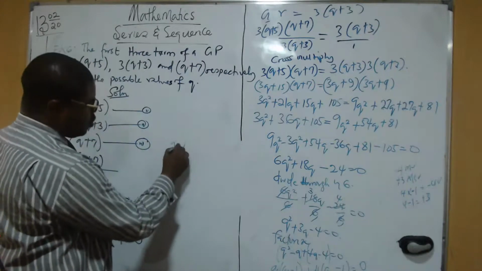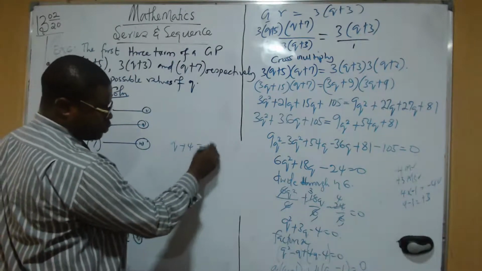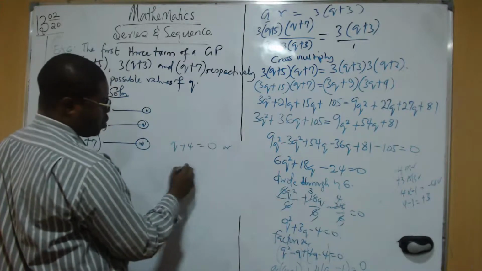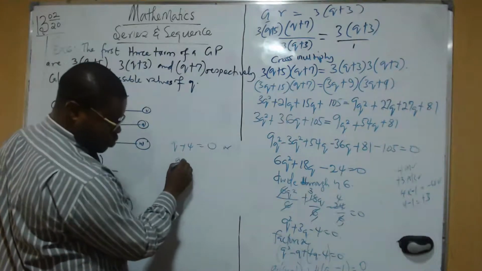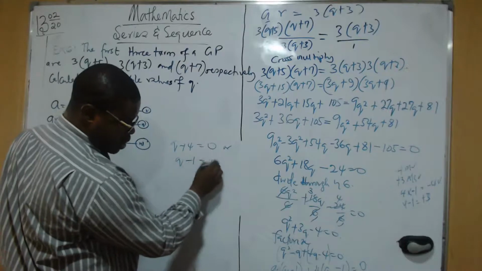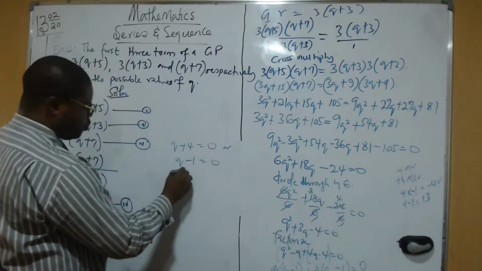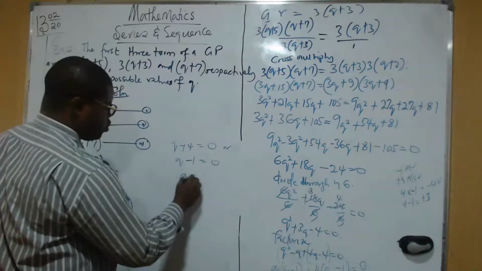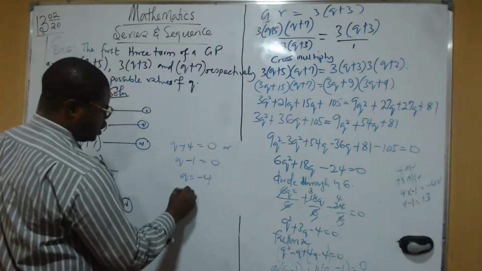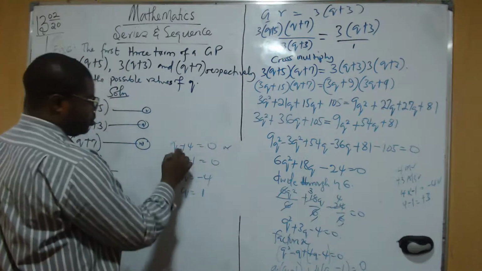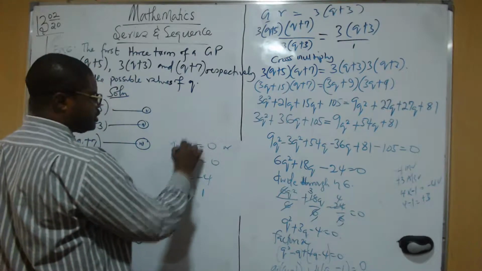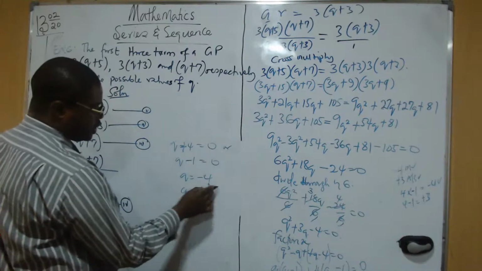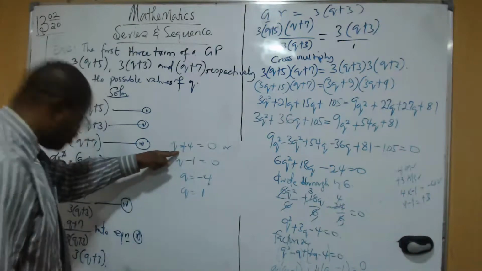Then having known that, what we have? Q plus 4 equal to 0 or Q minus 1 equals to 0. So you have Q plus 4 equals to 0, so Q equals to minus 4, then Q equals to 1. When this plus 4 crosses this equality sign, it takes a negative value. The sign also changes.